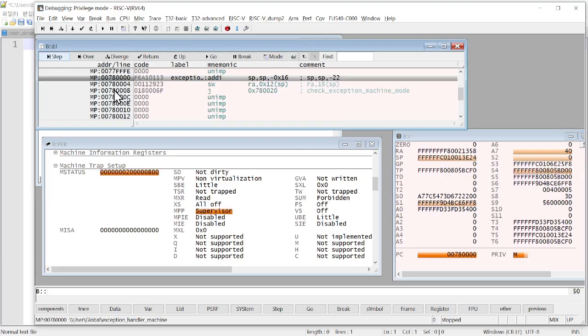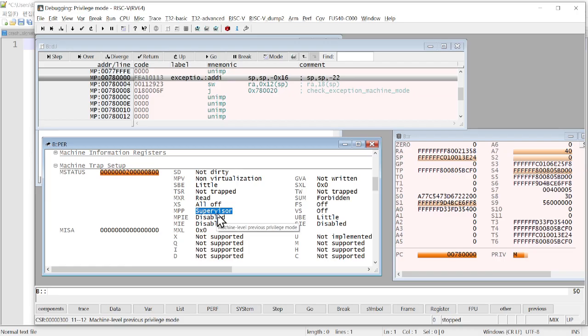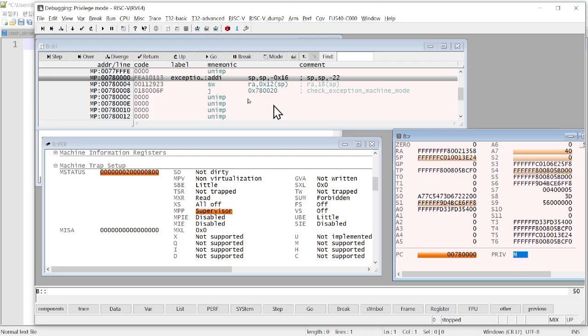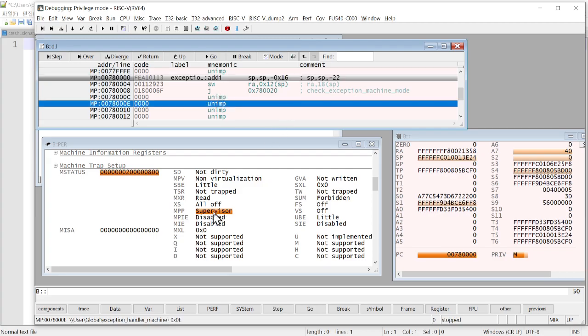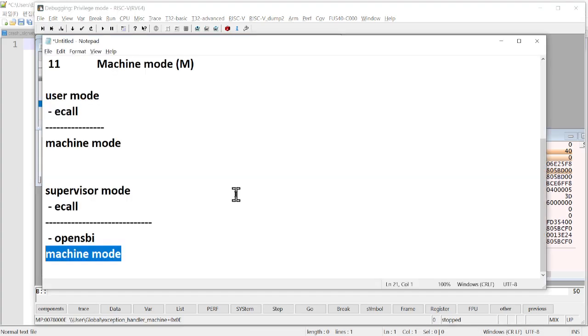Okay, let me go ahead. Please take a look at this. The MPP bit field is updated to supervisor mode. Please take a look at the supervisor mode, and the current privilege mode has become the machine mode. Now the program counter is indicating the trap vector base address. The second observation can be done. An interesting observation is that the MPP bit field became another interesting piece of information, that is this information.